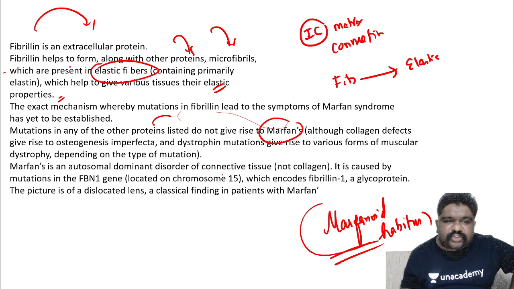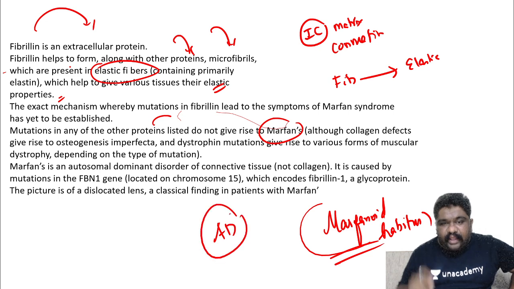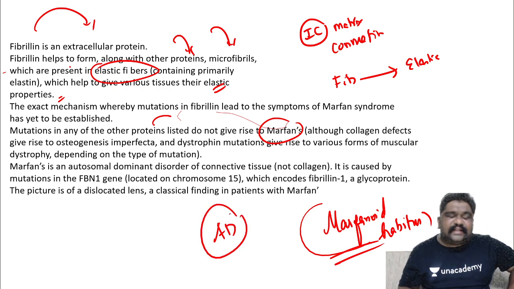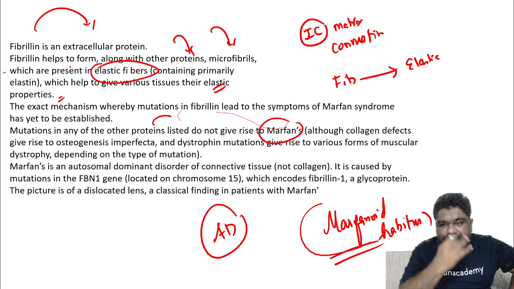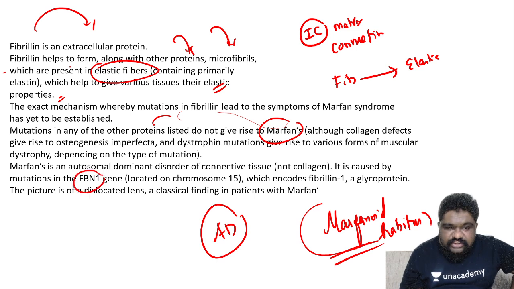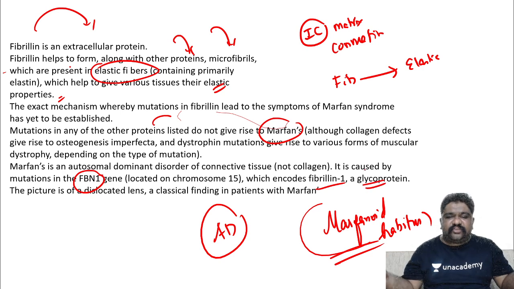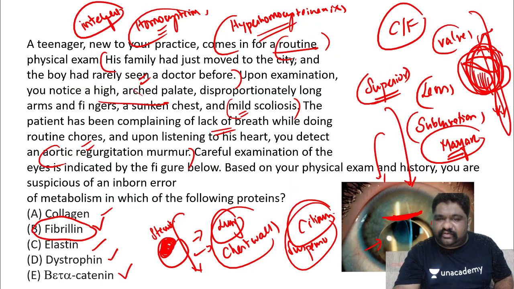And what are the theory parts you have to know? Marfan's is an autosomal dominant disorder of connective tissue. It's not a disorder of collagen. It's not a collagen vascular disorder. It's a fibrillin disorder. It is caused by mutation in the FBN1 gene, the one that codes for fibrillin 1, which is a glycoprotein. The picture is of a dislocated lens, which is classical of Marfan syndrome.